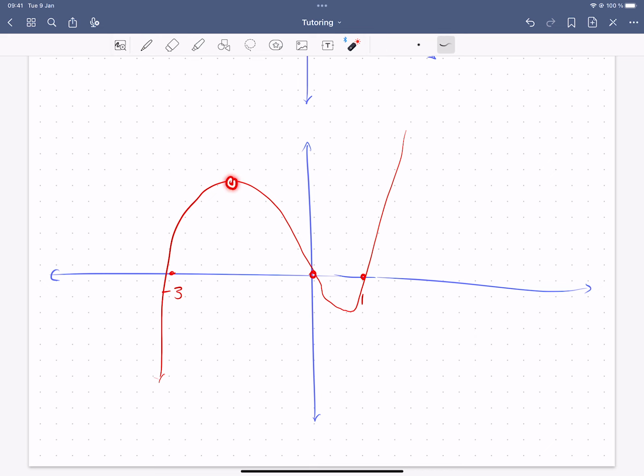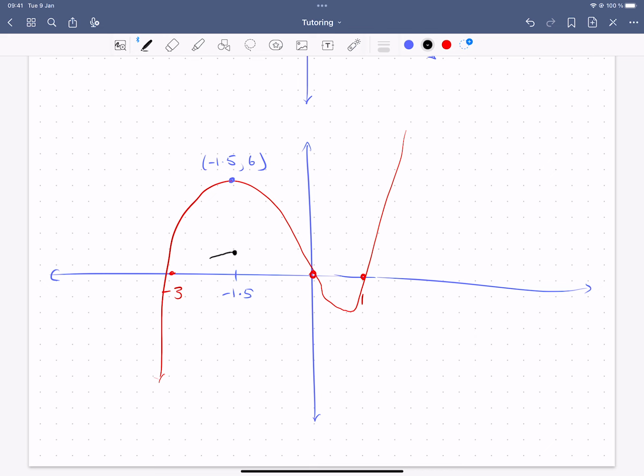Now, I don't really know what this point is, but we could find out. I know that this has to be halfway in between minus 3 and 1, so that's going to be minus 1. Sorry, minus 1.5. If you plug that in, you get minus 1.5 and 6. Remember, when we take the square root of a graph, our y values are also square rooted. The square root of 6 is quite small, so we're going to have it down here.